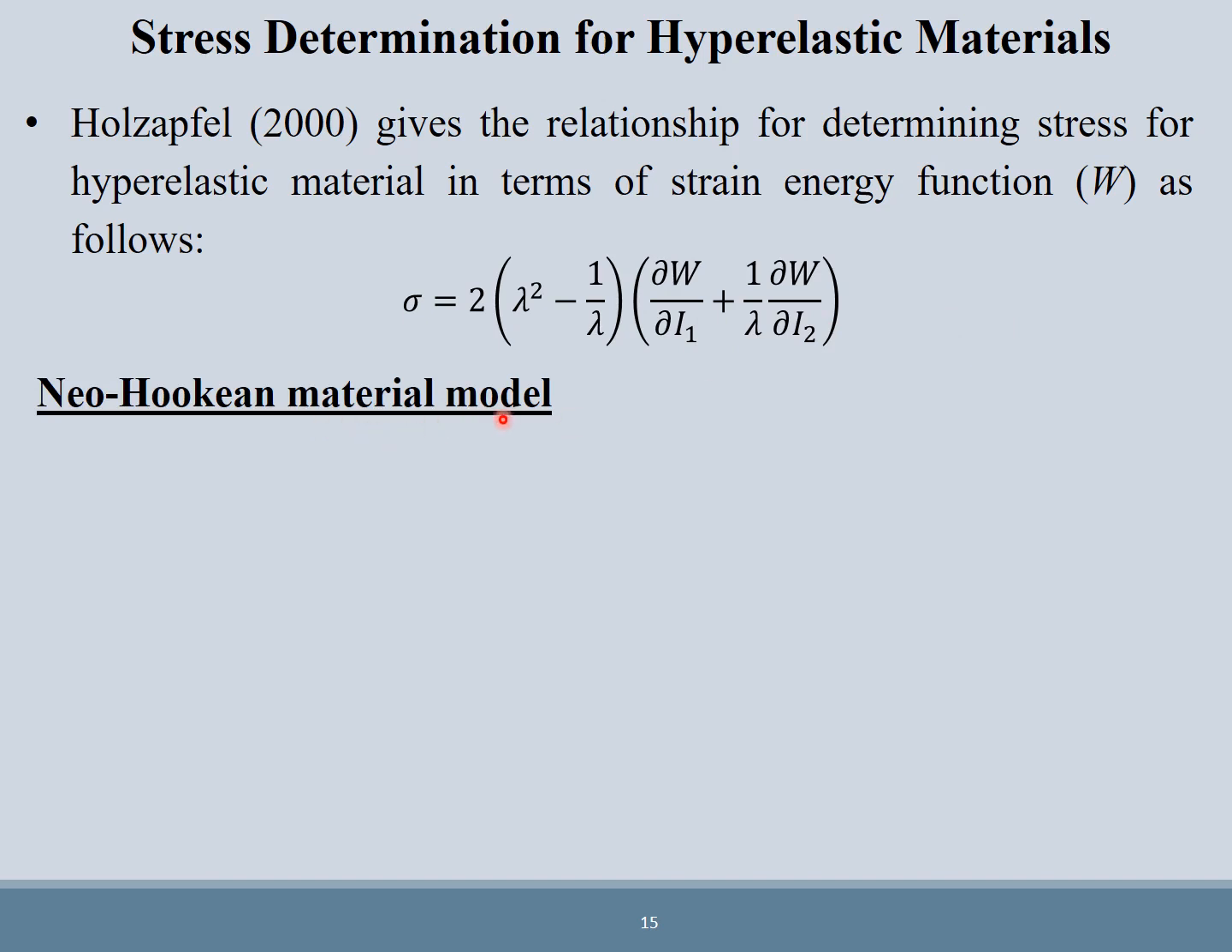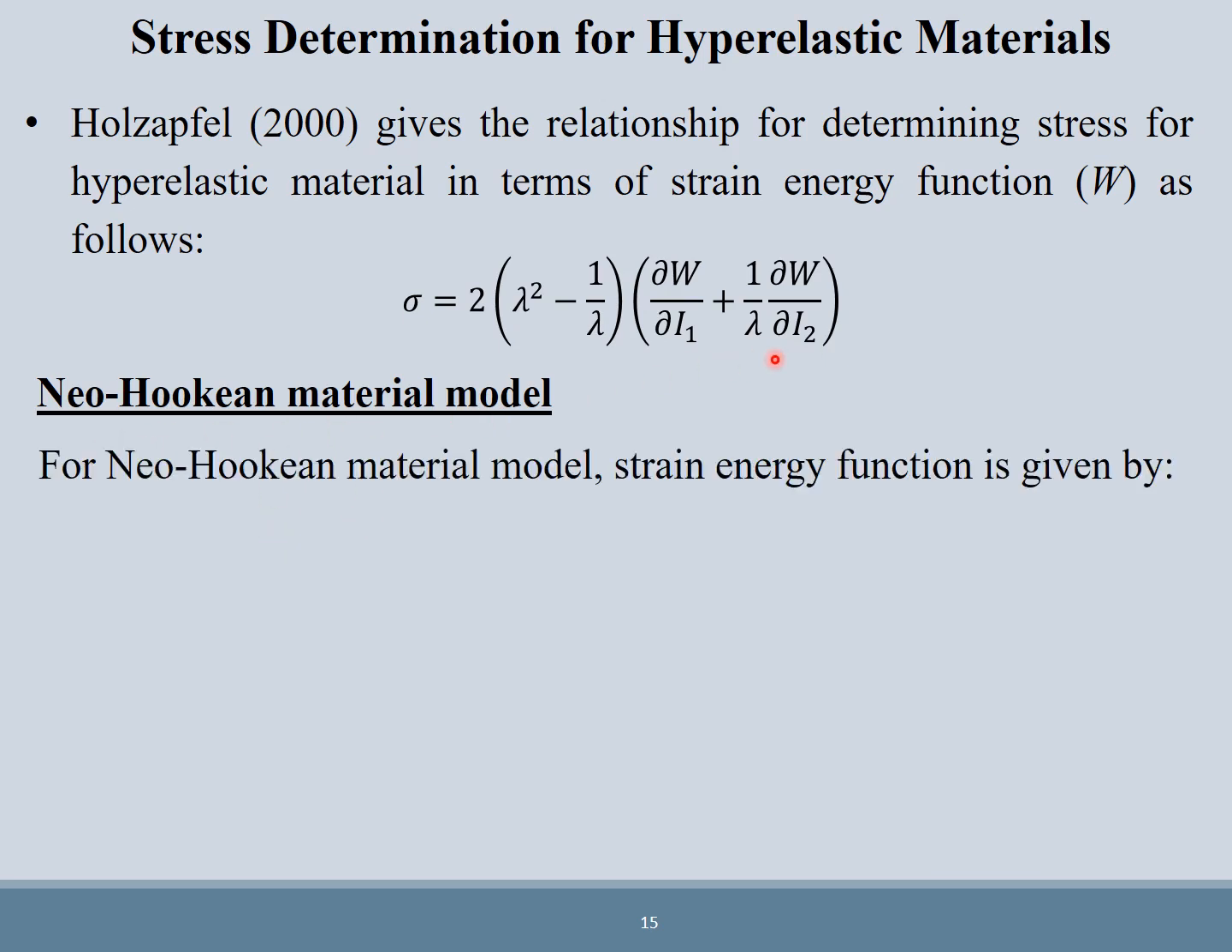Now, the neo-Hookean material model. This is the first example of a material model. I have defined that there are different types of material models and they have a huge range, so out of that, first I select the neo-Hookean material model. For the neo-Hookean material model, strain energy function W is given by G upon 2 times I1 minus 3. What is G? G is the shear modulus. I1 is the first strain invariant. So W is equal to G upon 2 times I1 minus 3.